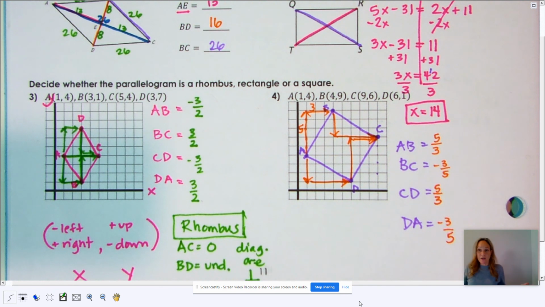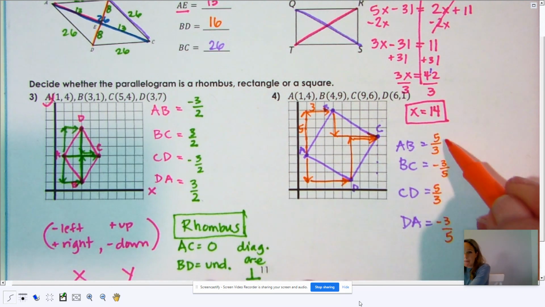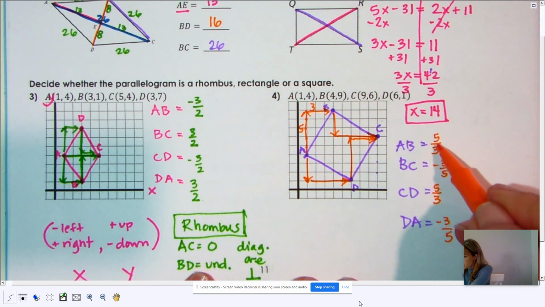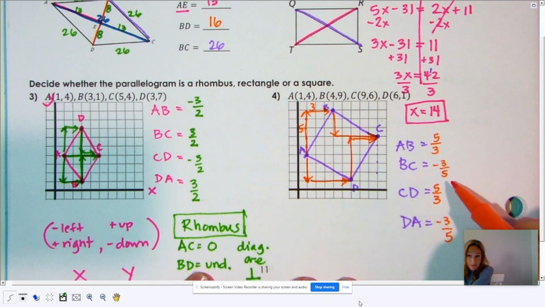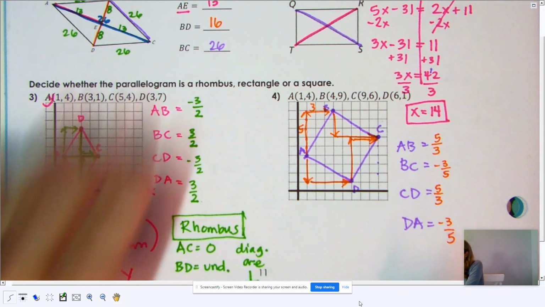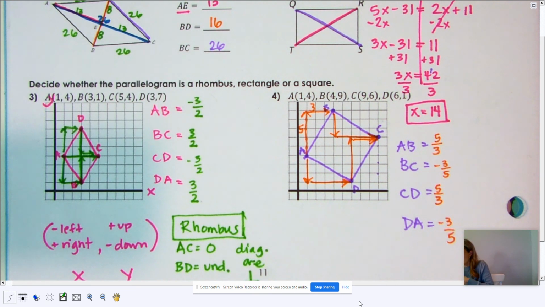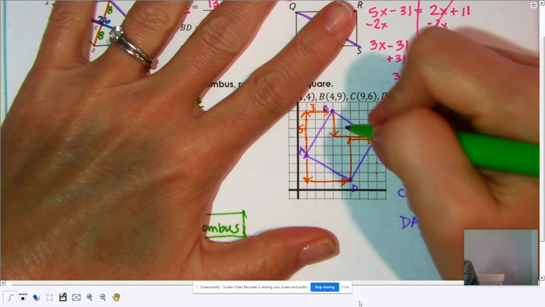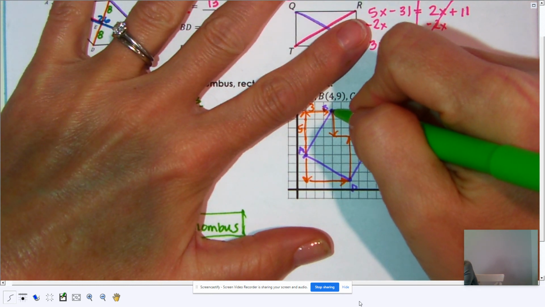Okay, so we know it's not a rhombus because these are opposite reciprocals, right? I flipped the 3 and the 5 and I have opposite signs. One's positive, one's negative. So I know it's not a rhombus. So I know it's either a square or a rectangle. If I were doing a little bit of Pythagorean theorem here, I could find the lengths of those. The other thing I can do is find the diagonals, find the slopes, and see if those are perpendicular or not. If the diagonals are perpendicular, then we know it's a square. If the diagonals are not perpendicular, then I know it is a rectangle.